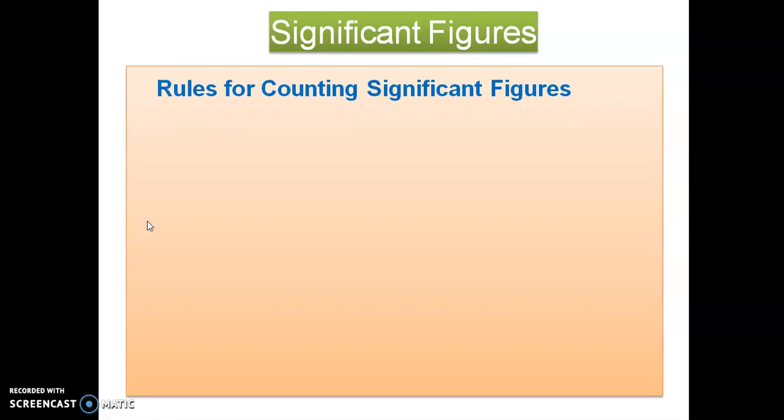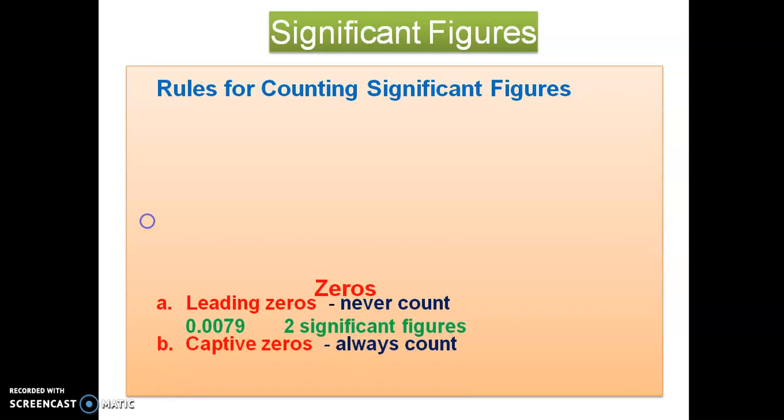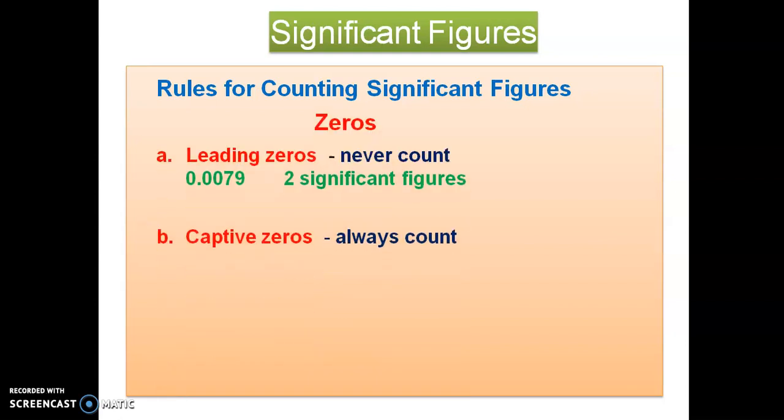So now we see the concise form of the rules for counting significant figures for the zeros. There are three types of zero. The first type is the leading zeros. Leading zeros are never counted. So here you see 0.0079, in that these are the leading zeros which are not counted. Hence 7 and 9, these are the only two non-zero digits we consider. Hence for this we have two significant figures.